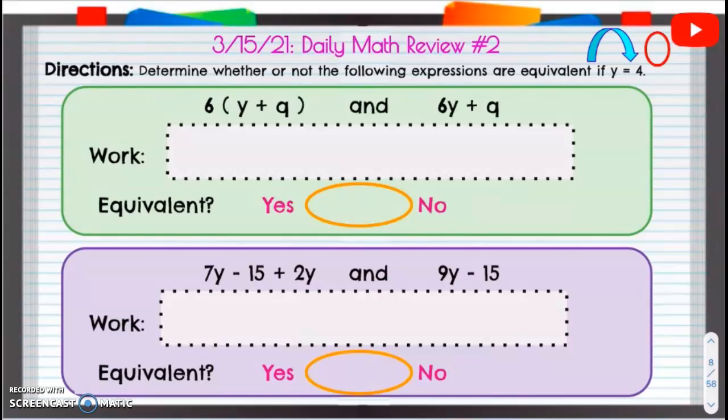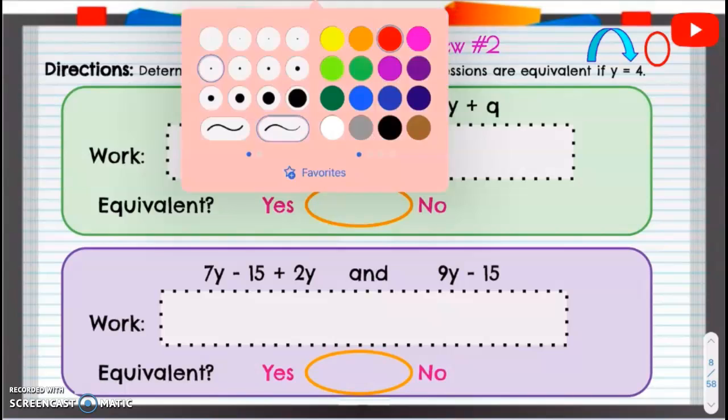Daily math review number 2. So we're going to determine whether or not the following expressions are equivalent or equal if y equals 4. All right, so we're going to replace all of these y's with a 4.